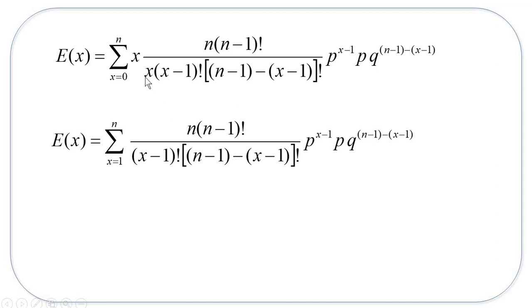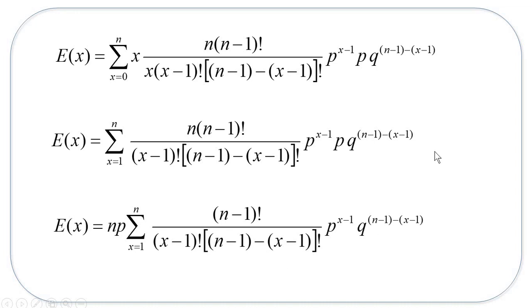After cancelling, make sure you change the limits. So here x starts from 1 to n. Previously x was from 0 to n, isn't it? Now x is from 1 to n. Now you have to bring the constants outside. So here n is constant and p is constant. Take that outside. Okay. Now this particular expression is a combination, n minus 1 C x minus 1.